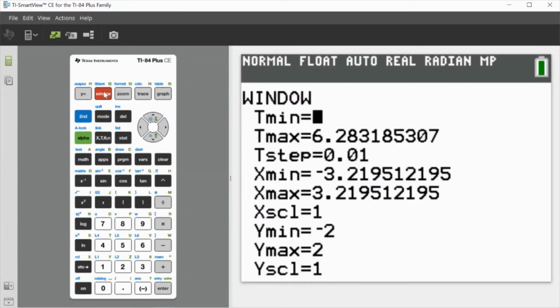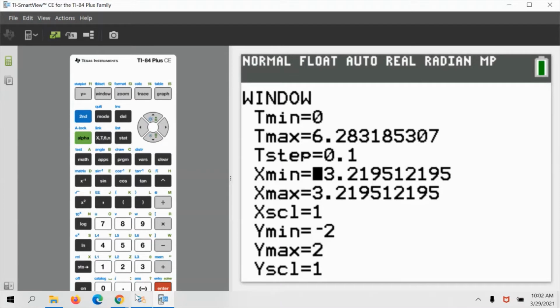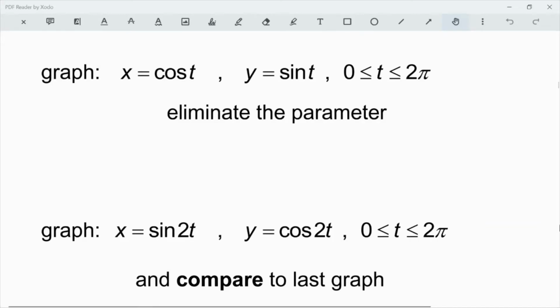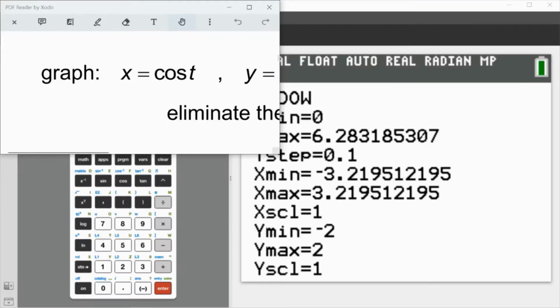Okay, so I'm going to change this back to be approximately 0.1. Going back to what we were looking at with the notes here, it said to graph this, and then it said eliminate the parameter. Well, notice we had a circle centered at the origin, and it had a radius of 1 when we looked at the graph. So the way we can eliminate the parameter in a situation like this is just a little bit different.